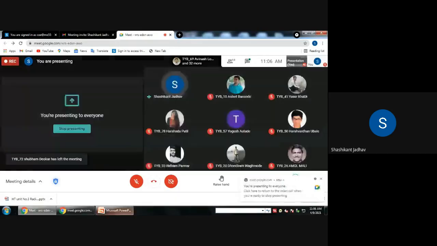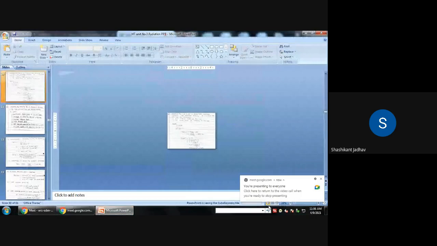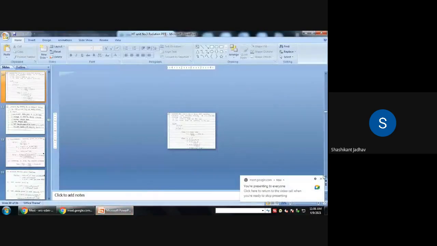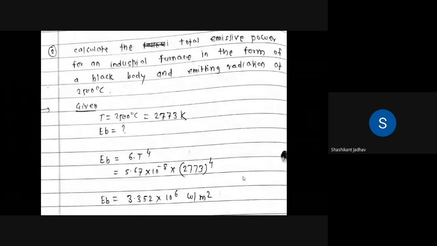In that, the first law we have discussed is the Stefan-Boltzmann law. What is the first law of radiation? That is the Stefan-Boltzmann law. So what is the Stefan-Boltzmann law? The law states that the emissive power of a black body is directly proportional to the fourth power of its absolute temperature. So EB is directly proportional to T raised to 4.